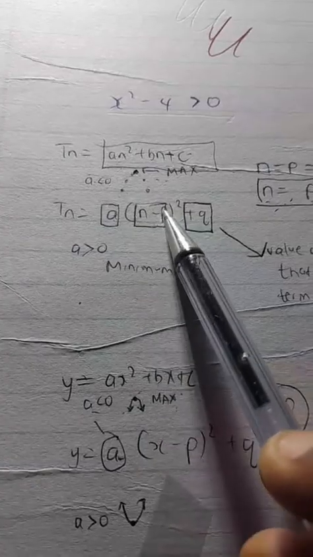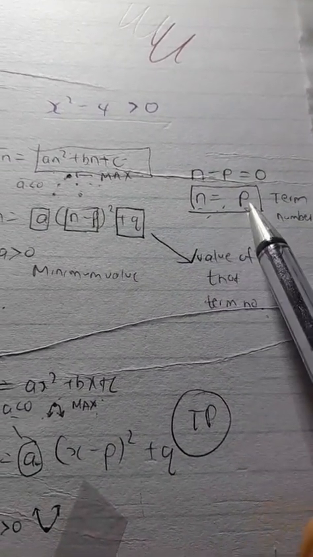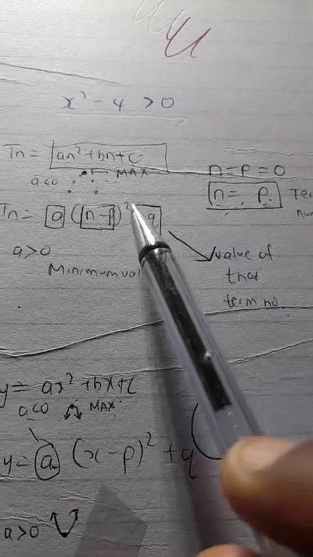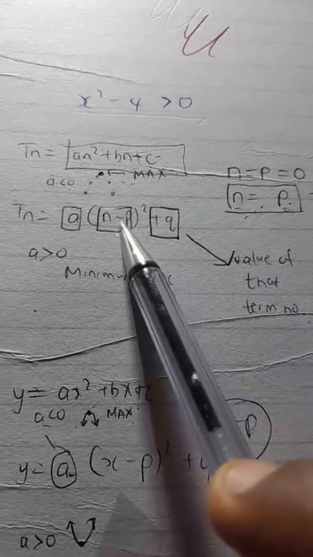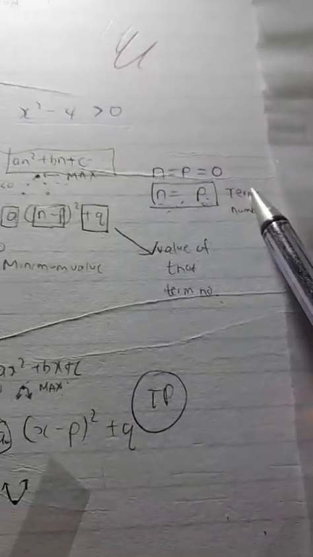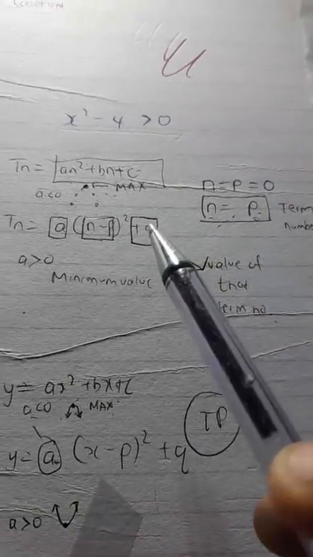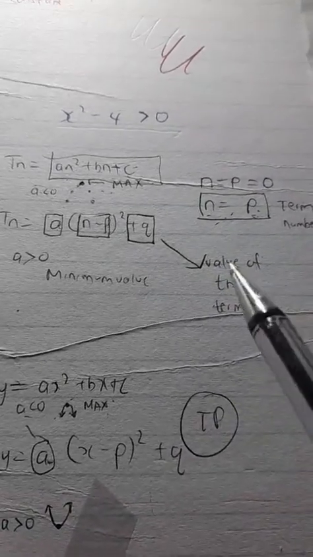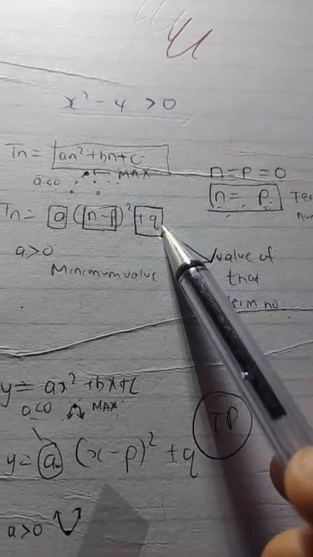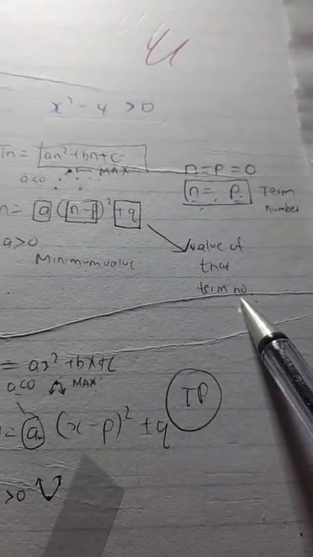Take the expression inside the bracket. You equate it to 0, then you solve for n. Or you can take the additive inverse of negative p. That will give you the value, the term number. Then if you want the value of that specific maximum term, the value of q gives you that. Q, as you see it, is the value of that term number.